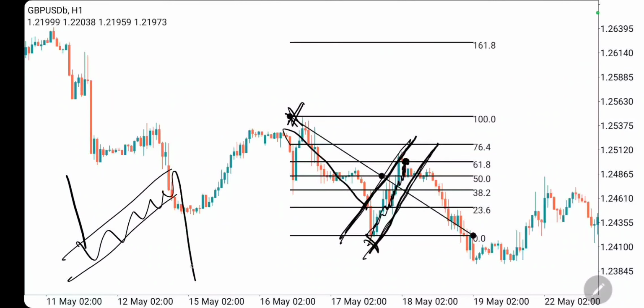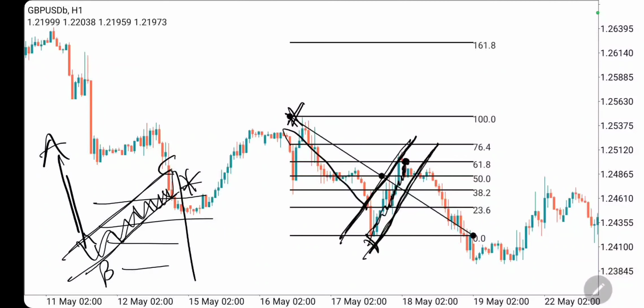So this is the first leg, A, B, and C. I'm looking to get into the trade anywhere from here. This retracement started happening, and so I need to enclose the retracement in a flag. And you have your Fibonacci levels: 23.6, 38.2, 50, 61.8, 76.4.